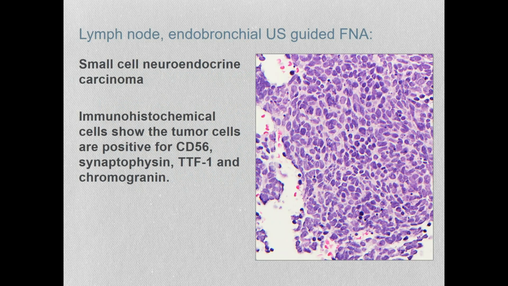Well, they're absolutely correct. As well as the CD56 and the synaptophysin, it was also chromogranin and TTF1 positive, representing a small cell neuroendocrine carcinoma. And the Ki-67 showed a high proliferation rate.